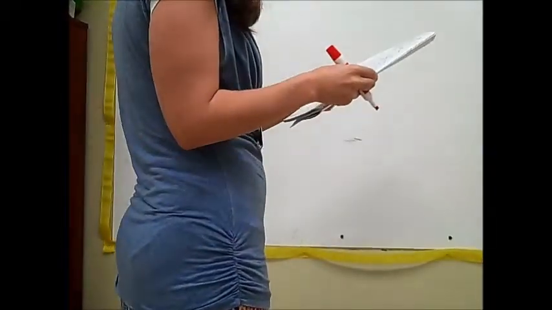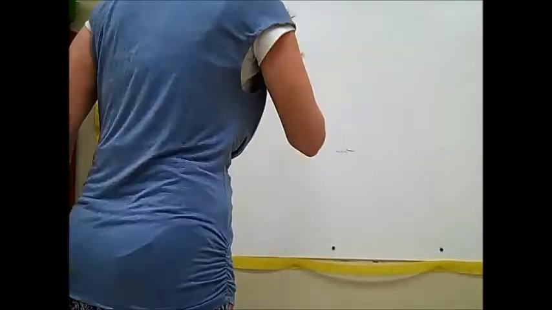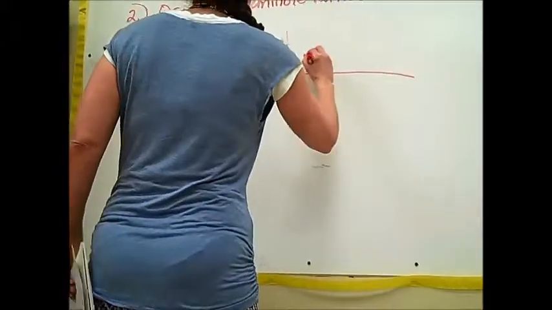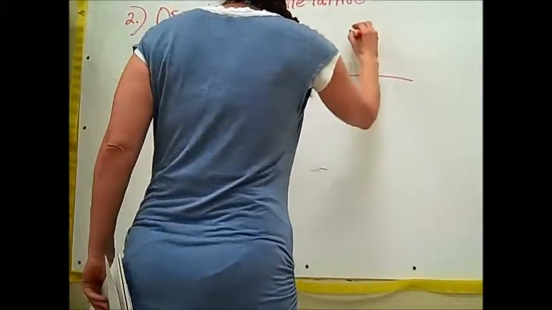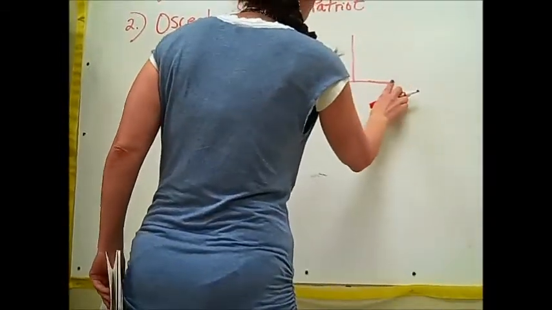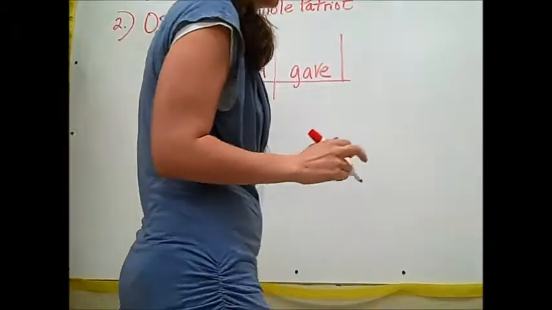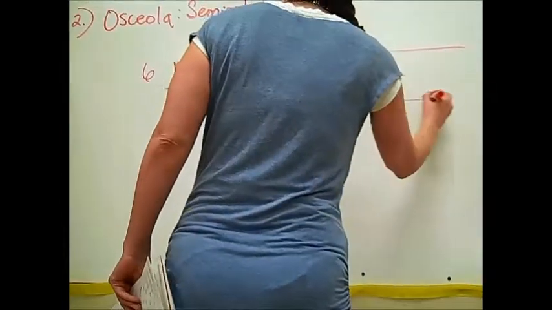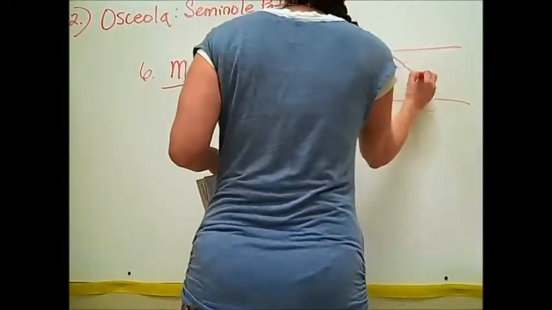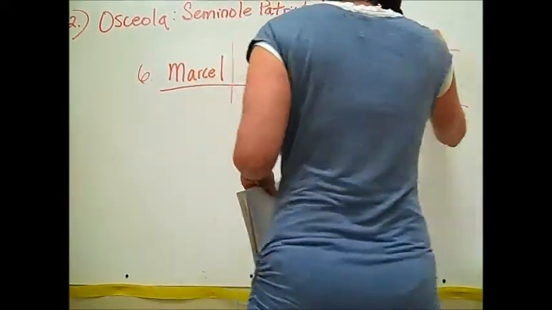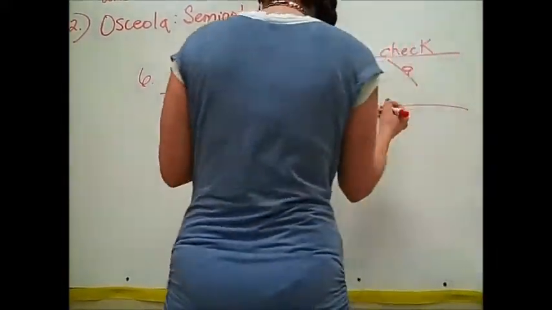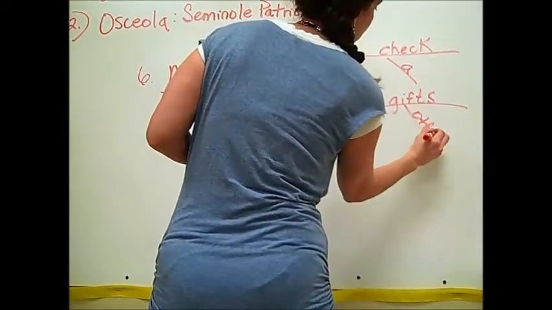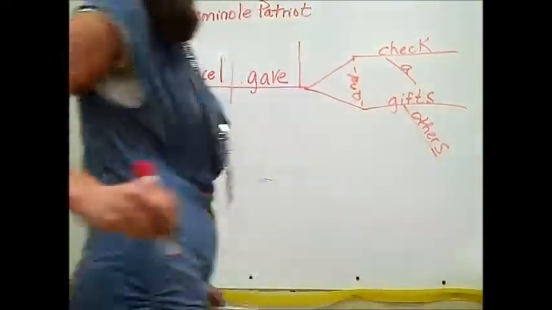Number 6, Marcel gave a check and other gifts. Your subject is Marcel. Your verb is gave. And what he gave is going to be 2 things because you see that and in there. So we're having 2 direct objects here. He gave 2 things. A check and other gifts. And that is number 6.